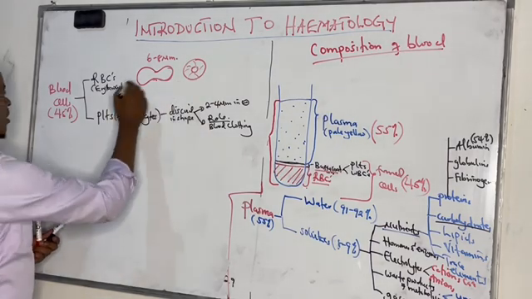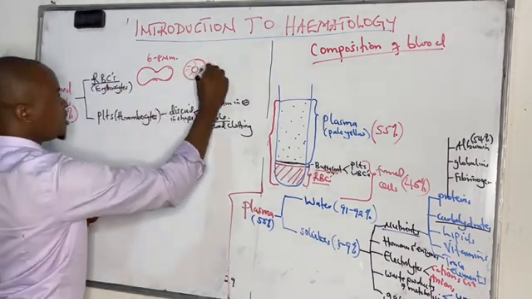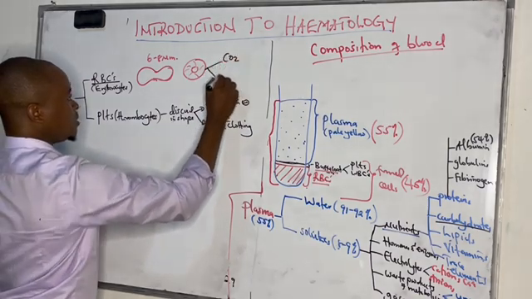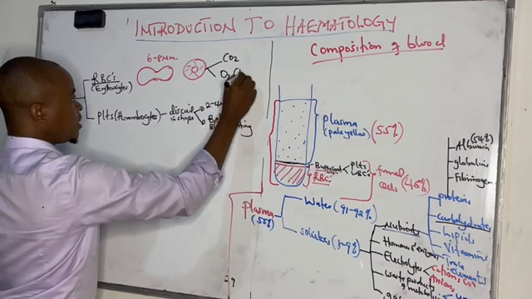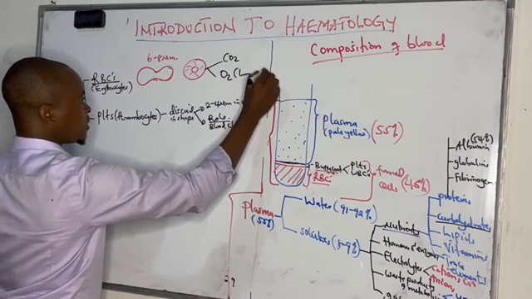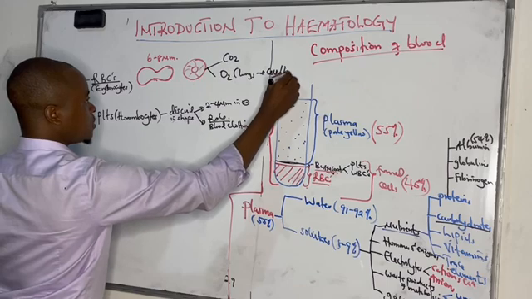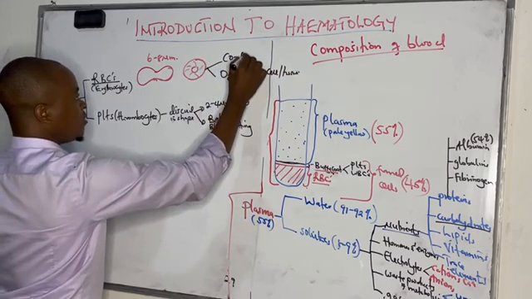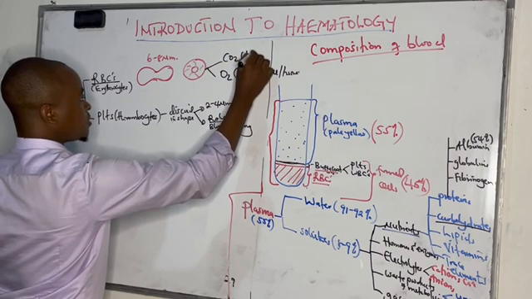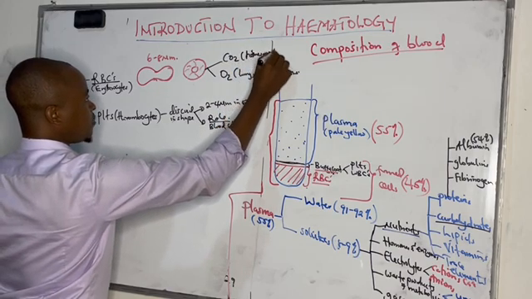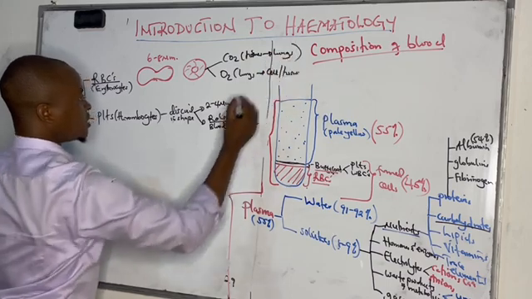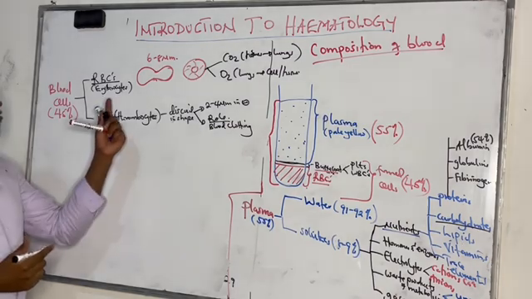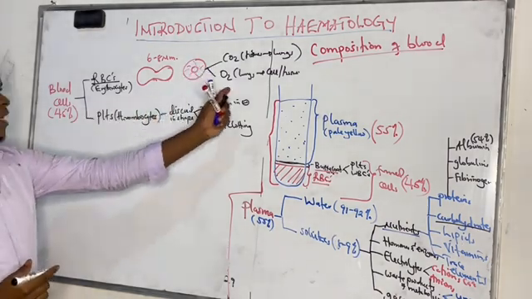Then, for red cells, their major role is to transport gases. They transport carbon dioxide and oxygen: oxygen from the lungs to the respiring cells or tissues. Then we see red cells transporting carbon dioxide from respiring tissues or cells to the lungs for exhalation. So the major role of red cells is to transport carbon dioxide and oxygen.